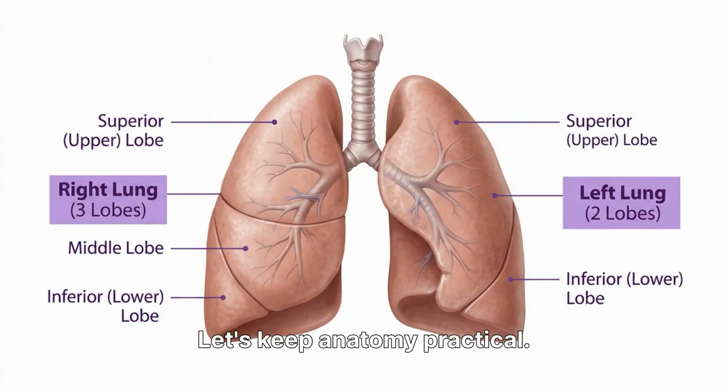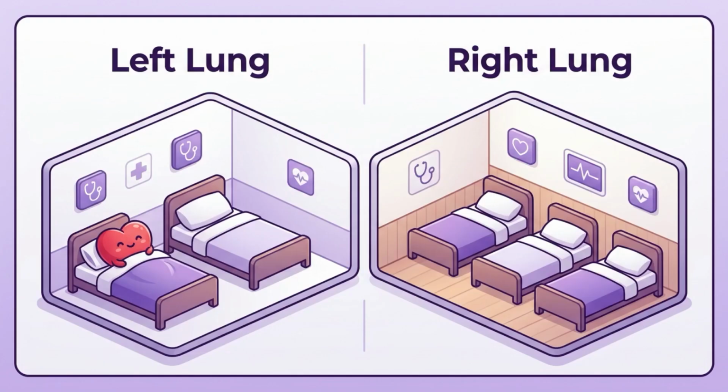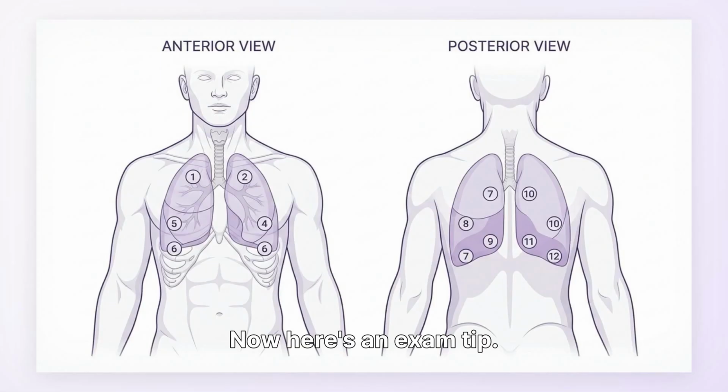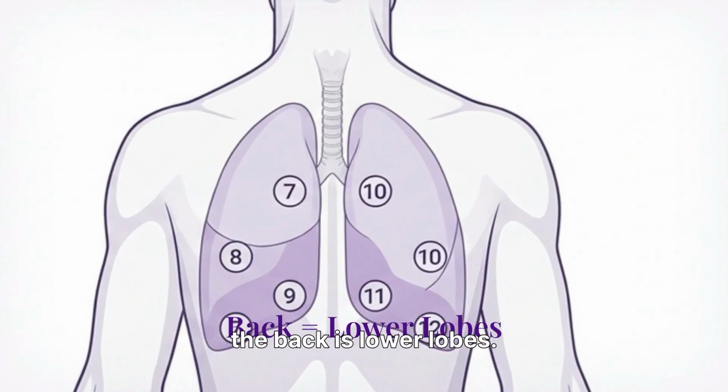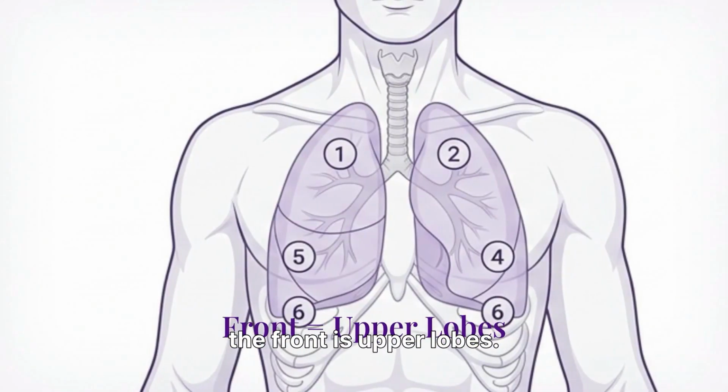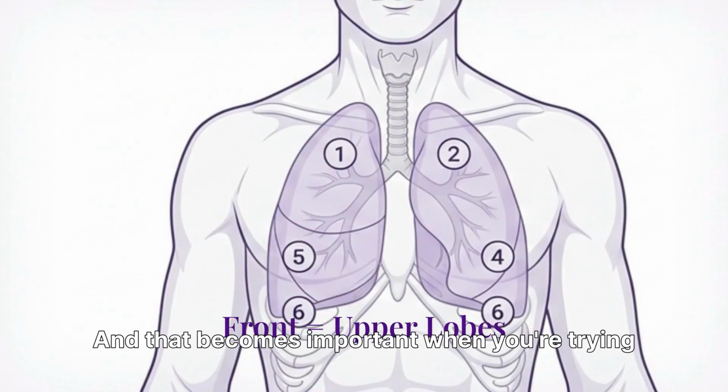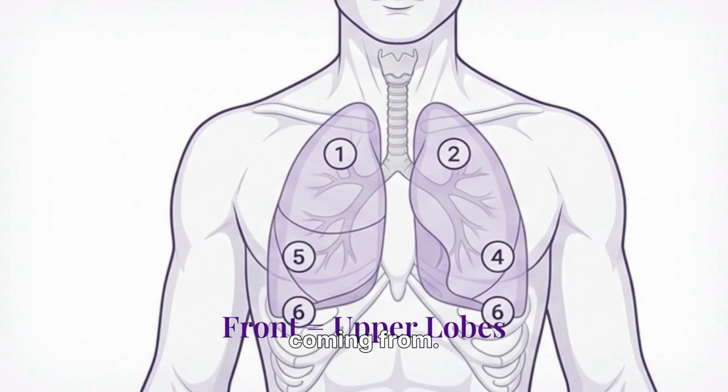Let's keep anatomy practical. Right lung, 3 lobes. Upper, middle, lower. Left lung, 2 lobes. Upper, lower. Why? Because the heart is selfish. The heart takes up space on the left side, so the left lung loses a lobe. Heart stole the 3rd bedroom. That's literally how I remember it. Now here's an exam tip. Most of what you're listening to on the back is lower lobes. Most of what you're listening to on the front is upper lobes. And that becomes important when you're trying to figure out where abnormal sounds are coming from.